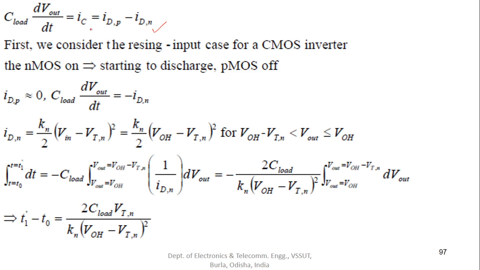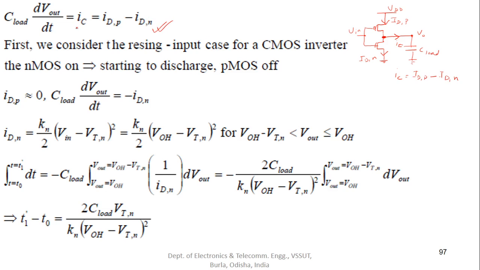If you remember, IC is equal to IDP minus IDN. Very quickly, if I can draw: this is the input voltage, this is the output, this is the load capacitance, and this is VDD. IDP is the drain current flowing through the PMOS, IDN is the drain current flowing through the NMOS, and this was the value of IC, the current flowing into the load capacitance. When you apply KCL at this node, you get that IC is equal to IDP minus IDN, and this is what this equation is.